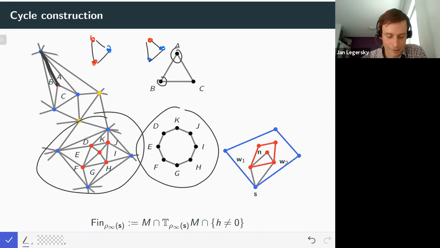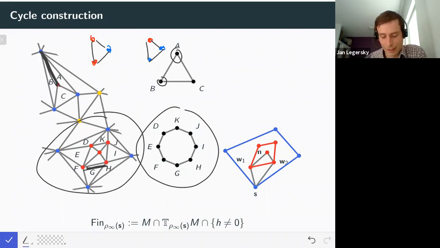And yeah, one can easily see that in this graph on triangles, every vertex has degree 2. So it's just a union of cycles. So I pick a cycle that contains my edge W1, W2. So it's in the picture here. It's this one. So I pick this cycle.